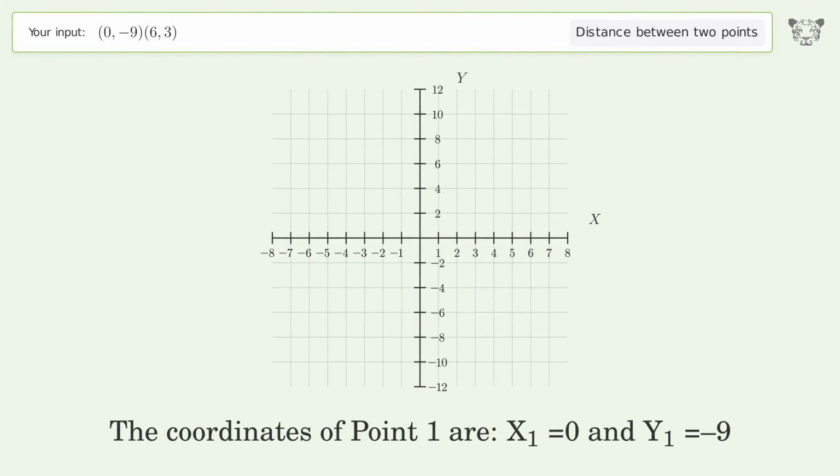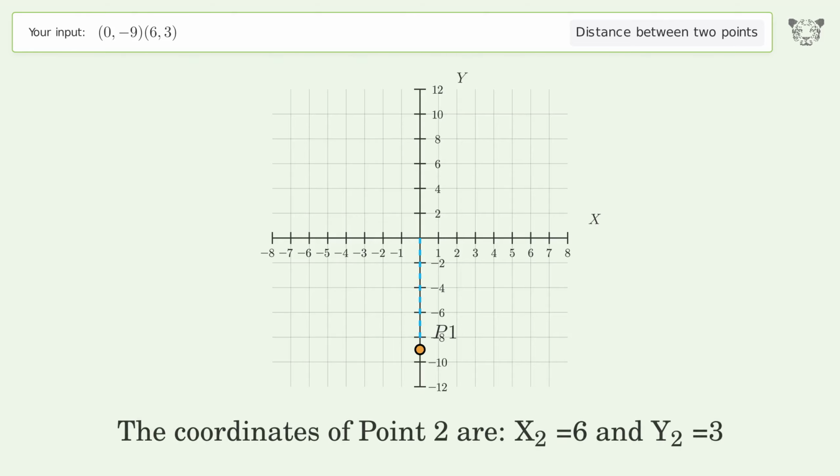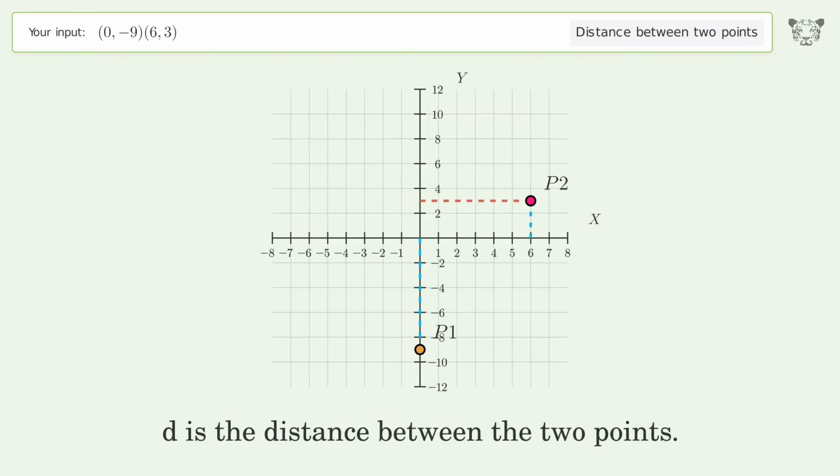The coordinates of point 1 are x1 equals 0 and y1 equals -9. The coordinates of point 2 are x2 equals 6 and y2 equals 3. D is the distance between the 2 points.